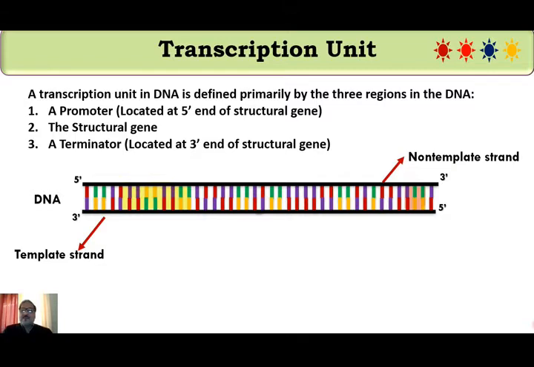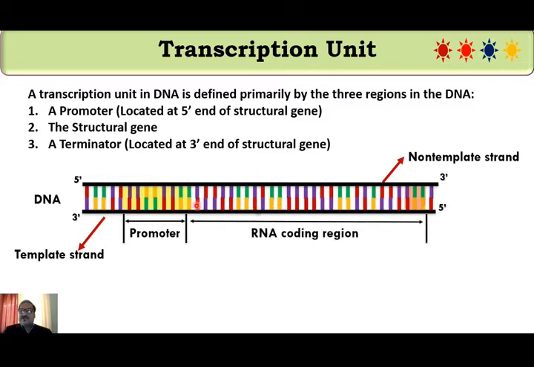Now as I've told you, there are three regions in this transcription unit. This is the promoter region. The promoter region is towards the 5' end of the structural gene, and this is the structural gene. This is the gene that will be coded, so that's why we call it the RNA coding region. And then this is the transcription termination region. So here the transcription will be terminated.